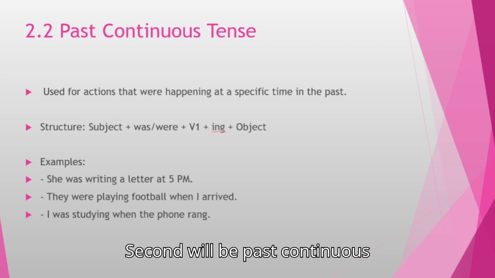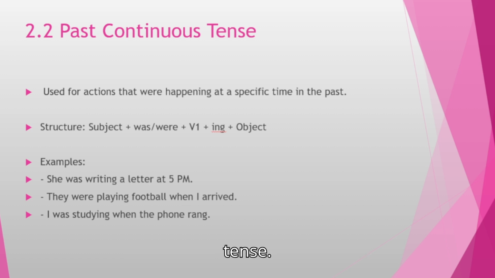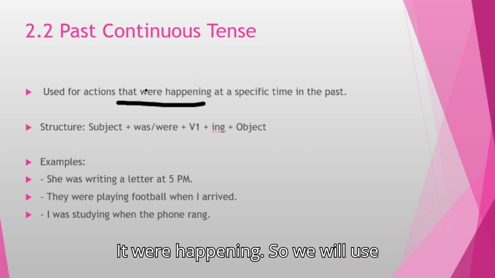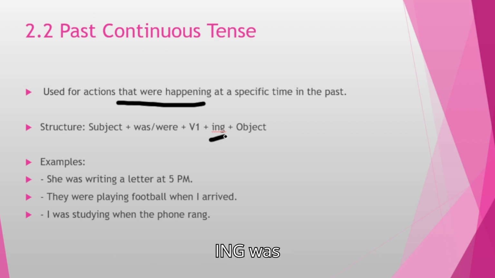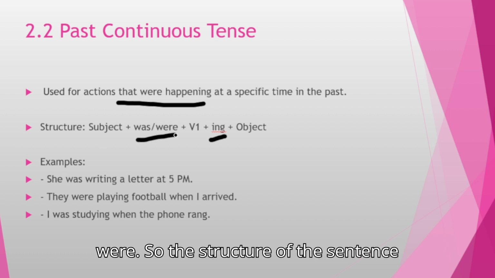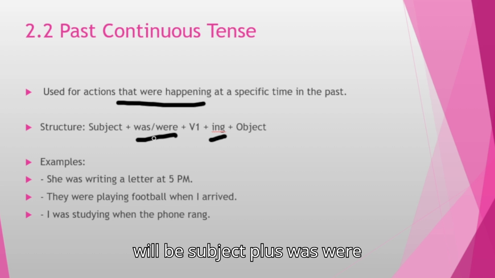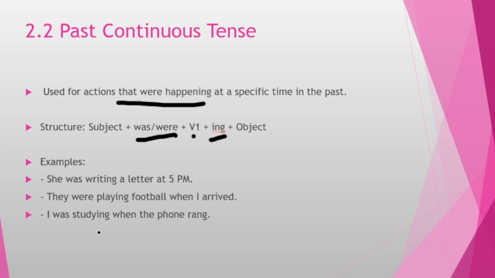Second will be past continuous tense. Actions that were happening at a specific time in the past. So it is continuous. It were happening. So we will use ing, was, were. So the structure of the sentence will be subject plus was, were plus verb's first form plus ing.